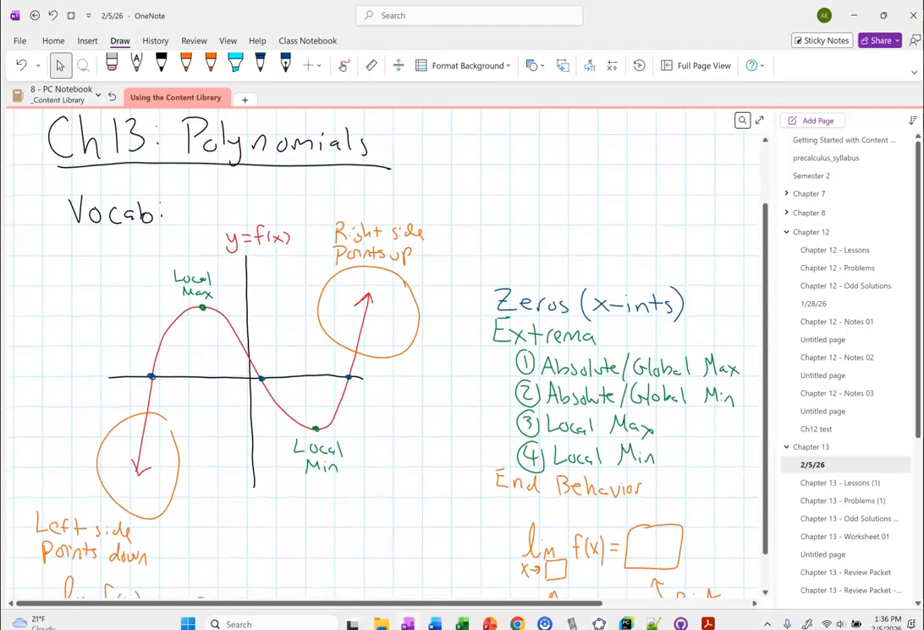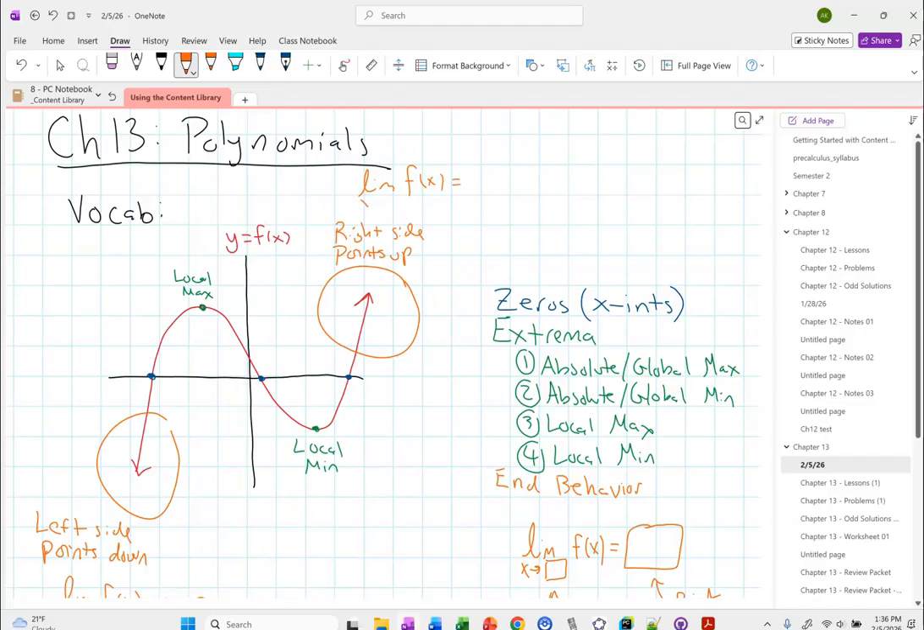So if I look at my other end behavior, since this is talking about the right side, if I follow along on this graph and I look at the x-coordinate, if I'm moving to the right, the x-coordinate is tending towards positive infinity. And because the arrow's pointing up, the y-coordinate is tending towards positive infinity. So that's how I'd write the end behavior here for this graph. Is everybody okay there?